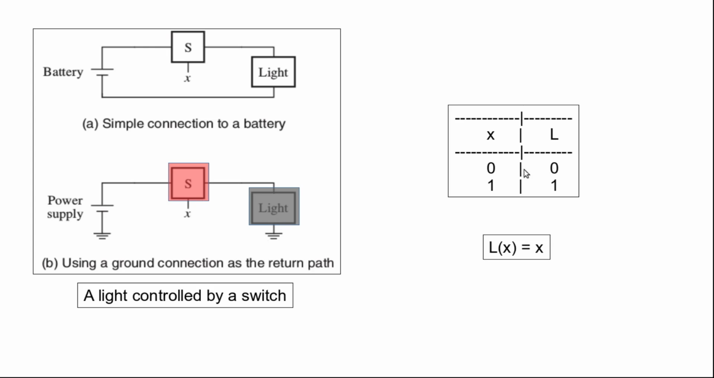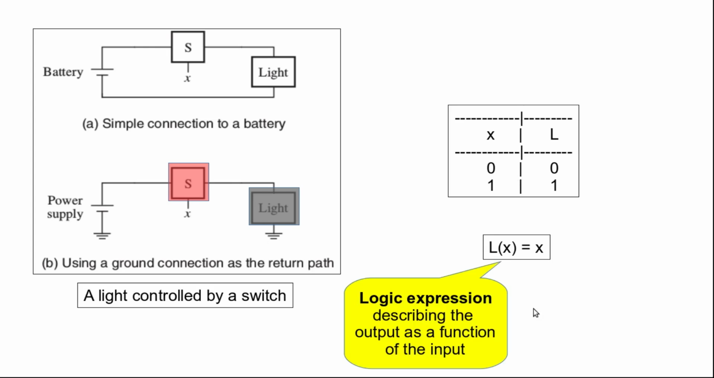From this truth table we can come up with this logic expression that L is equal to x, because it is evident from this truth table that when x is 0, L is 0, and when x is 1, L is 1. So whatever is the value of x, that would be the value of the output variable, and hence we can say that L is equal to x, and this is called a logic expression.